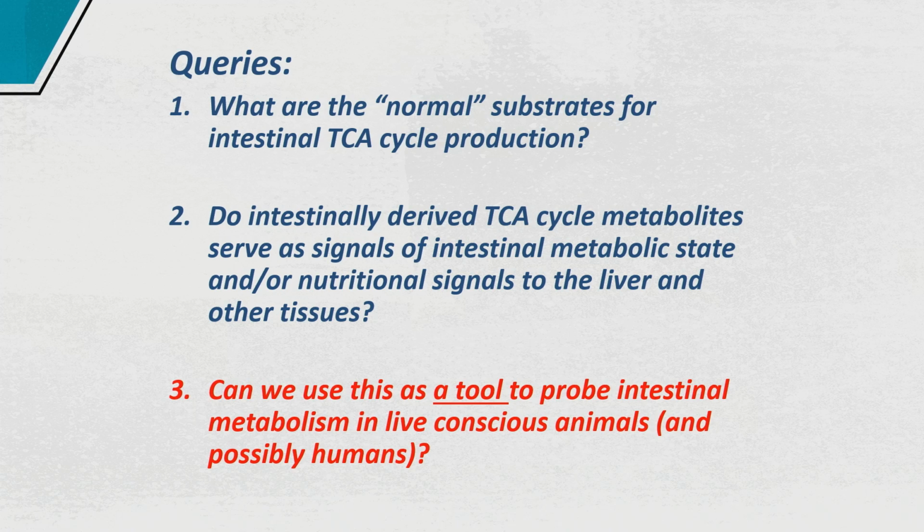So, this led to a couple questions, and I'm going to tell you up front that I don't have the answer to most of these questions. These are things we're still interested in, and we don't really know. But what are the normal substrates for intestinal TCA cycle production? Do intestinally derived TCA cycle metabolites serve as signals of intestinal metabolic state and/or nutritional signals to the liver and the other tissues? These are things we're very interested in.